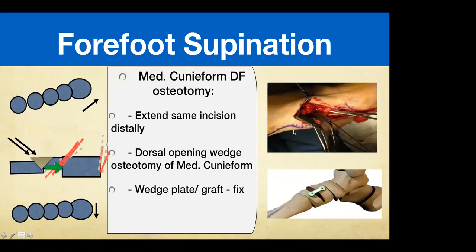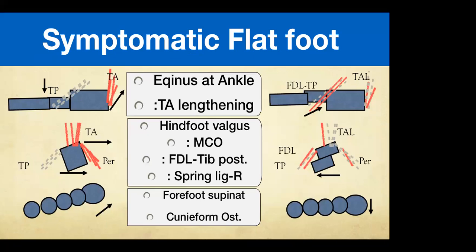And for forefoot supination, this is the cuneiform osteotomy, medial cuneiform osteotomy. You can put in a wedge over here. There are wedge plates which are available, or you can use a tricortical graft with 1 or 2 hole plate on the same thing. So symptomatic flat feet, equinus at the ankle needs lengthening, hind foot valgus needs a medial calcaneal slide, FDL to tibialis posterior transfer, and a spring ligament repair or reconstruction, and forefoot supination needs a cuneiform osteotomy.